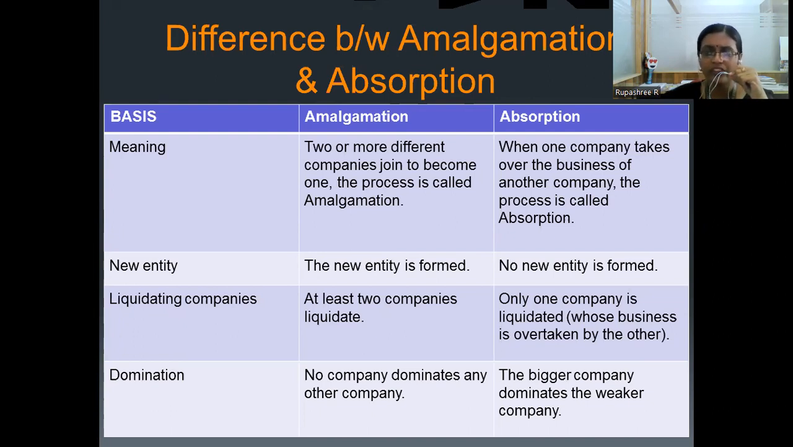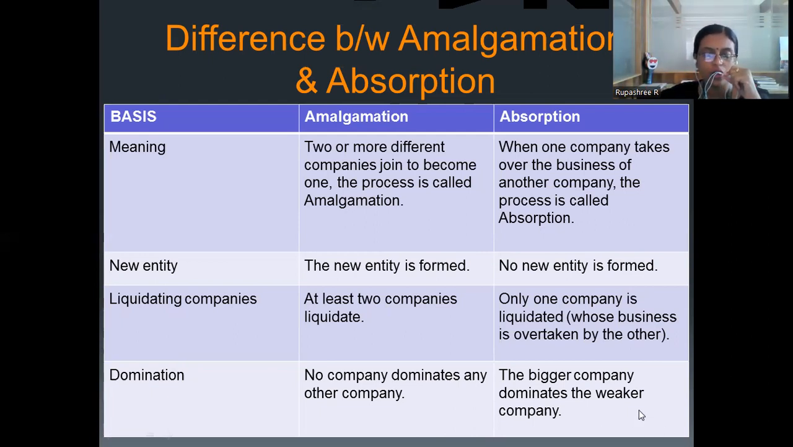The second underlying difference is that in amalgamation, a new company is formed, whereas in absorption, no new company is formed because no company gets liquidated. The third difference is that in amalgamation, we need at least two companies to liquidate, and only then can we form a new company. In absorption, only one company is liquidated, that is, the company whose business is taken over by the other company. So no new company is formed, but one company liquidates and combines itself with another company that already exists in the market.